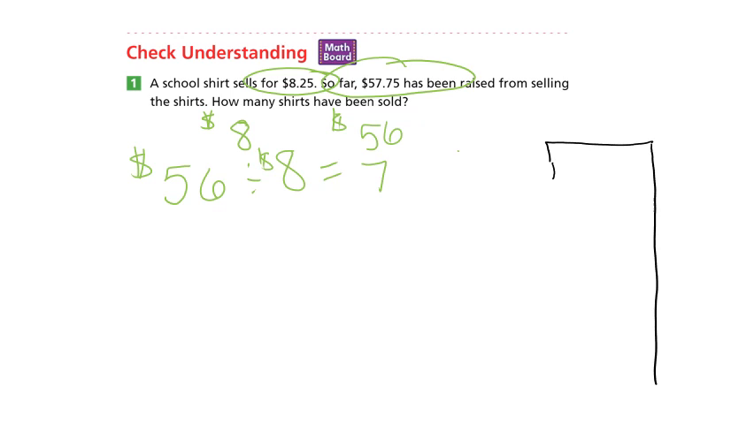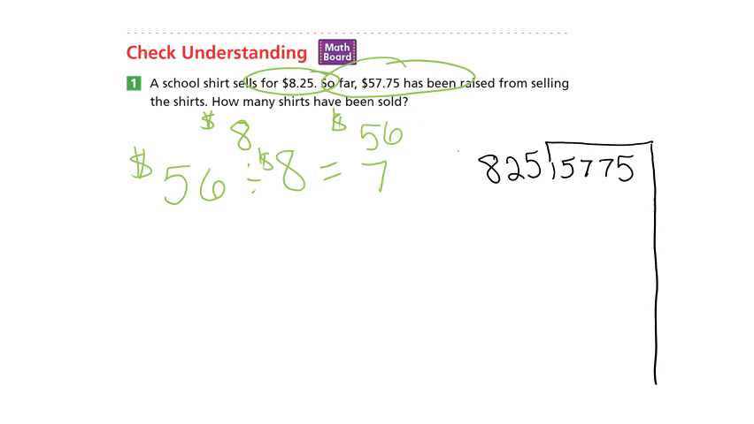I'm dividing $57.75 by $8.25. I'm going to work with the hundredths because I'm dealing with hundredths over here. So I'm kind of imagining pennies, 825 pennies. And over here, $57.75 would be a lot of pennies. It would be like 5,775 pennies.